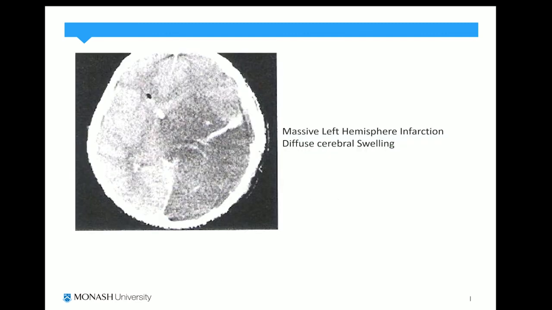So here's a case of irreversible brain damage. We have a massive left hemisphere infarction. There's diffuse cerebral swelling. So this patient basically has no brain function.